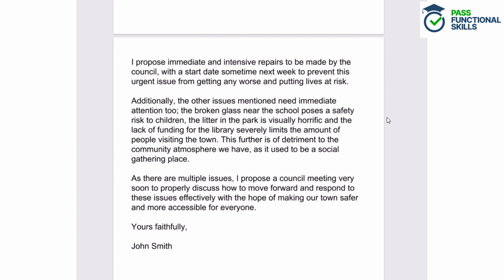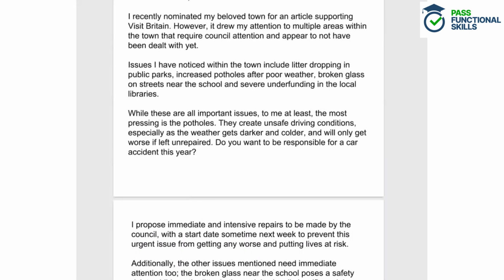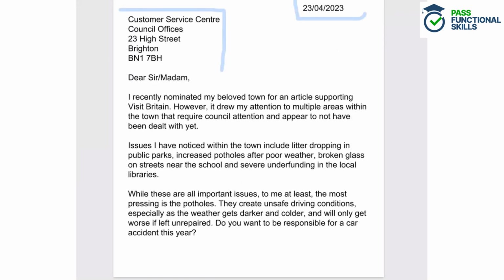Yours faithfully, John Smith. So just like for the last activity, we're going to go through each of the marking criteria. And again, we will start with punctuation. So remember that you need capital letters at the start of each sentence and you need full stops at the end. And you'll also need capital letters for proper nouns, such as place names like Brighton, titles like Sir or Madam, and organisations like Visit Britain.